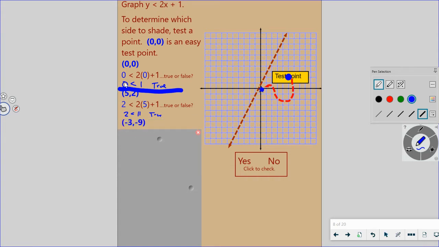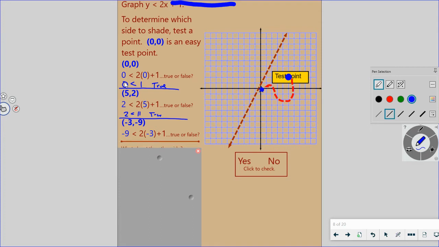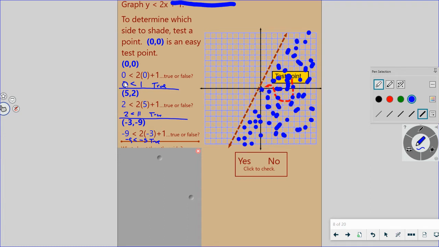Let's try the point -3, -9. So substitute in -3 for the x value, substitute in -9 for the y value, and we get, let's see, -9 less than -5. Well, that's true as well. Now, folks, I'm going to go ahead and draw a few more points, but I feel like you're seeing the fact that there's going to be just billions and billions of points on this side of the line.